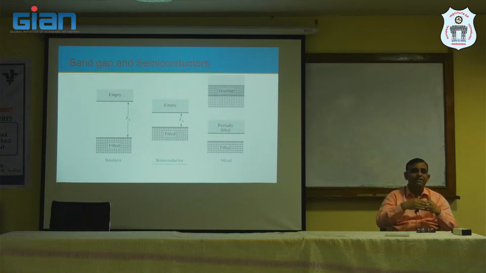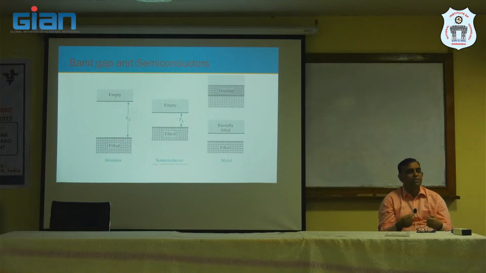So, for insulators, that band gap is quite big. So, you need to give a lot of energy for electrons to move and to conduct electricity. For semiconductors, this band gap is moderate. For metals, these bands overlap. So, an electron is always available to conduct. Now, the moment you apply a potential difference, the electron is happy to move.